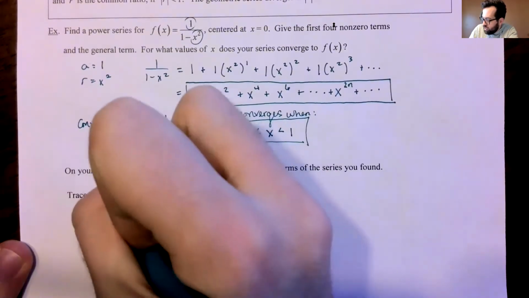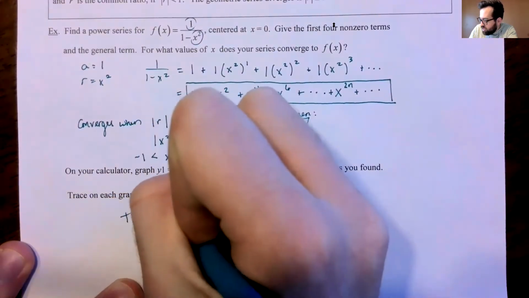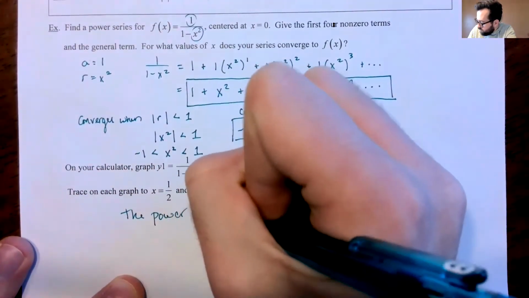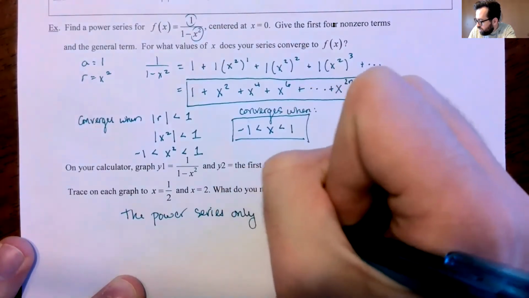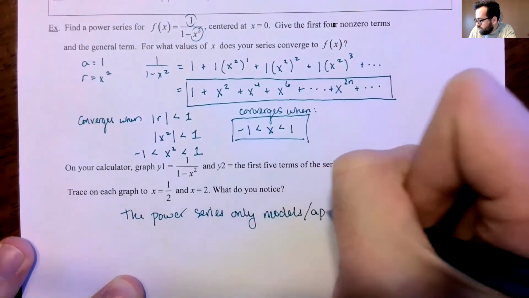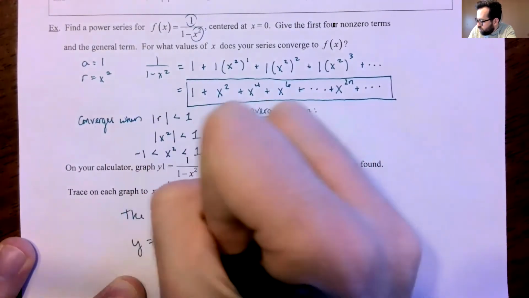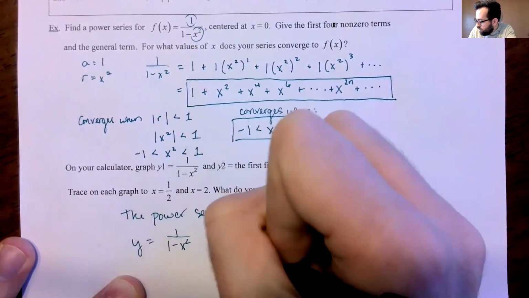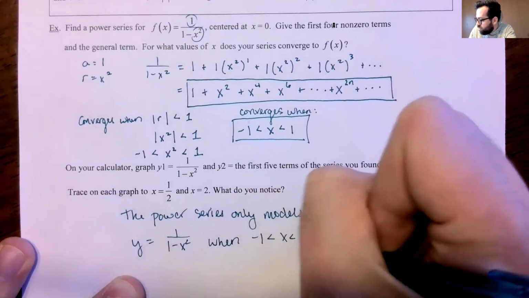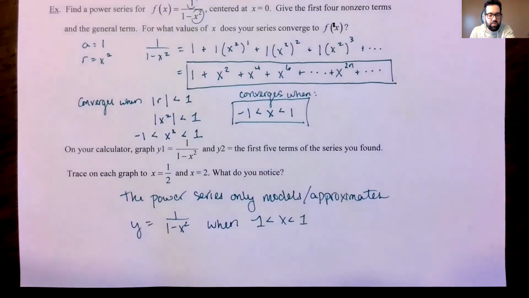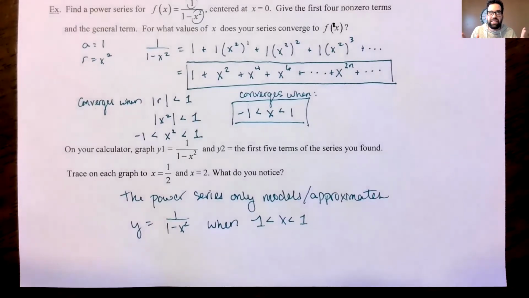So what did we notice? Our power series only models or approximates the function 1 over 1 minus x squared when -1 is less than x is less than 1. Right? That's what we found. Okay? So that's what it means when we say find when this series converges. It's when does it actually exist? When does it actually model the original function? So it's only between -1 and 1 in this question.